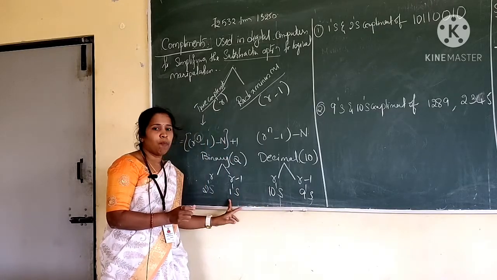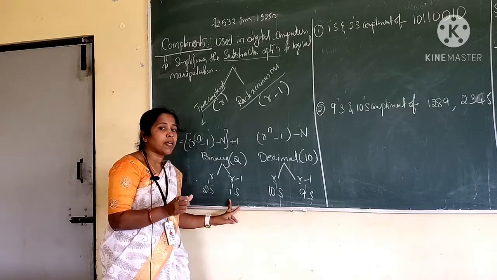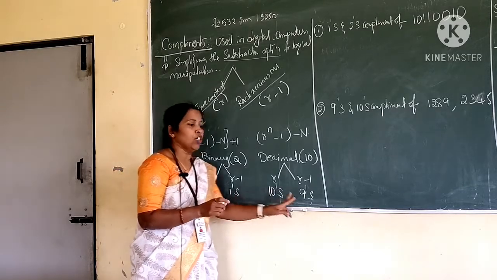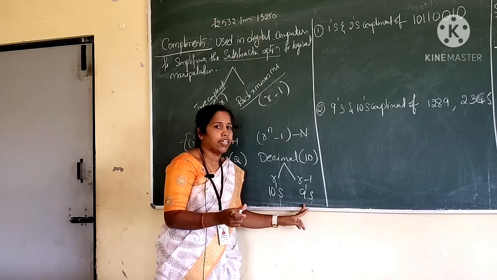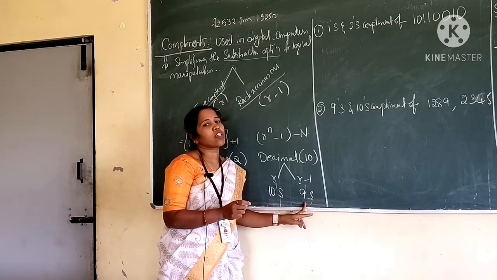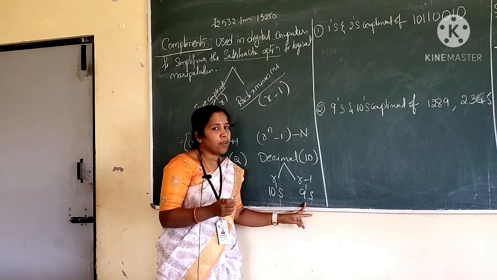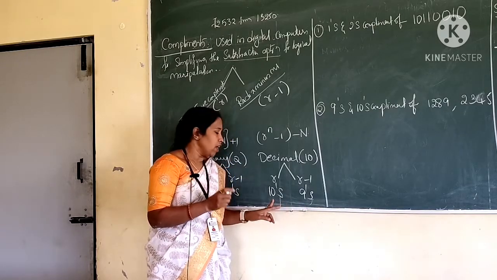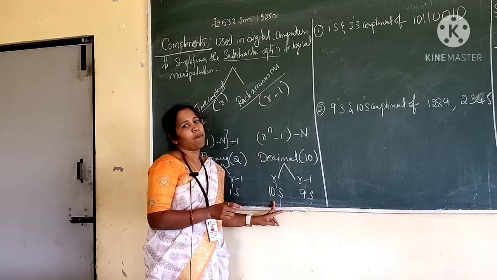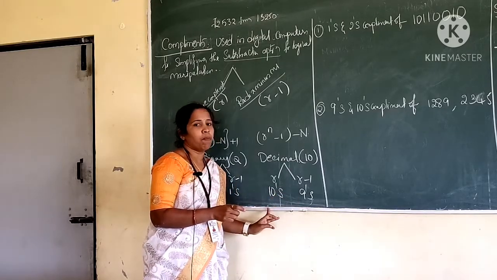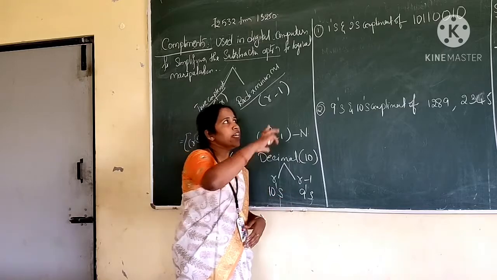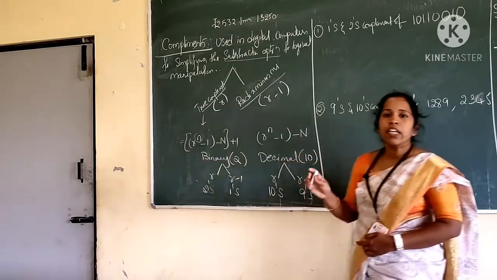Here I told 1's complement, each bit of a number is subtracted from 1. Like that only here, each digit of a decimal number is subtracted from 9. Then you are getting 9's complement. After whatever number you are getting, that will be added with 1. Then you are getting 10's complement. So this is about 1's, 2's, 9's and 10's complement. Both I am going to explain with the help of an example.